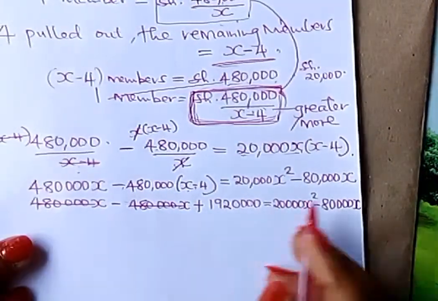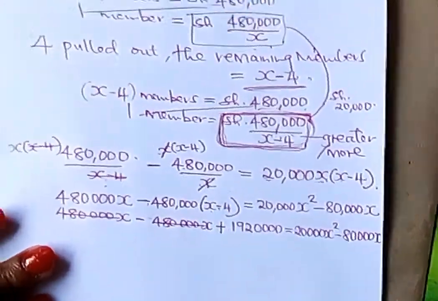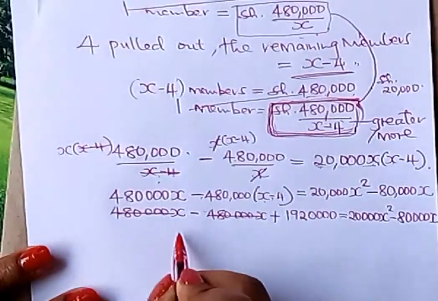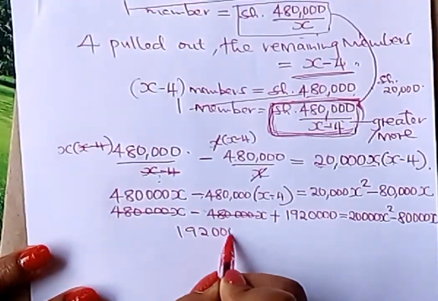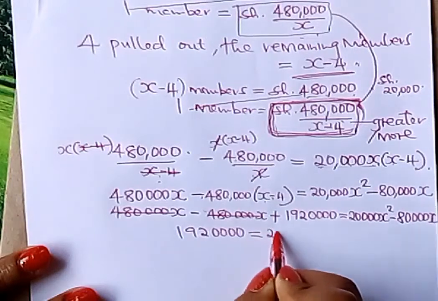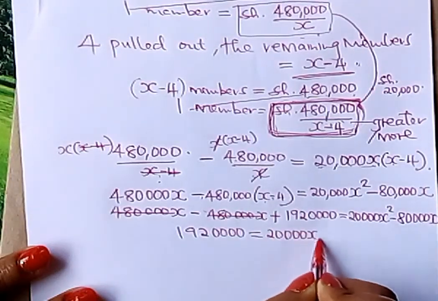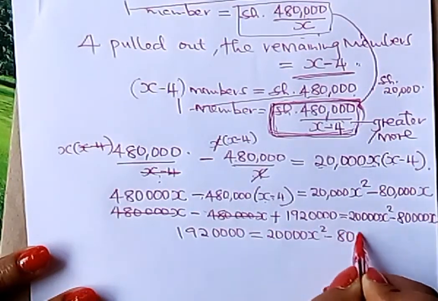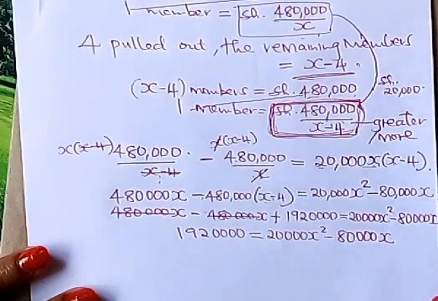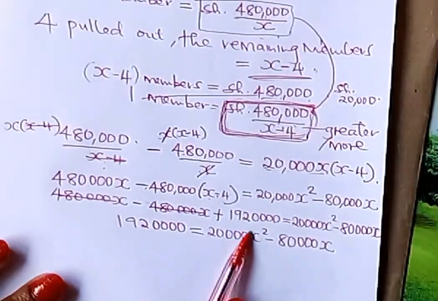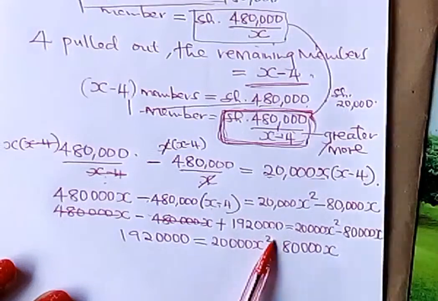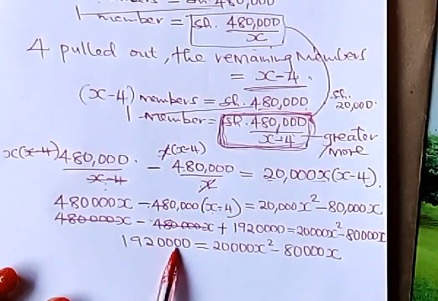So you are left with 192. Look at this, 192 with 4 zeros is equal to 20,000x squared minus 80,000x. There we are. This is quadratic. We have x squared there, we have x and we have a constant.